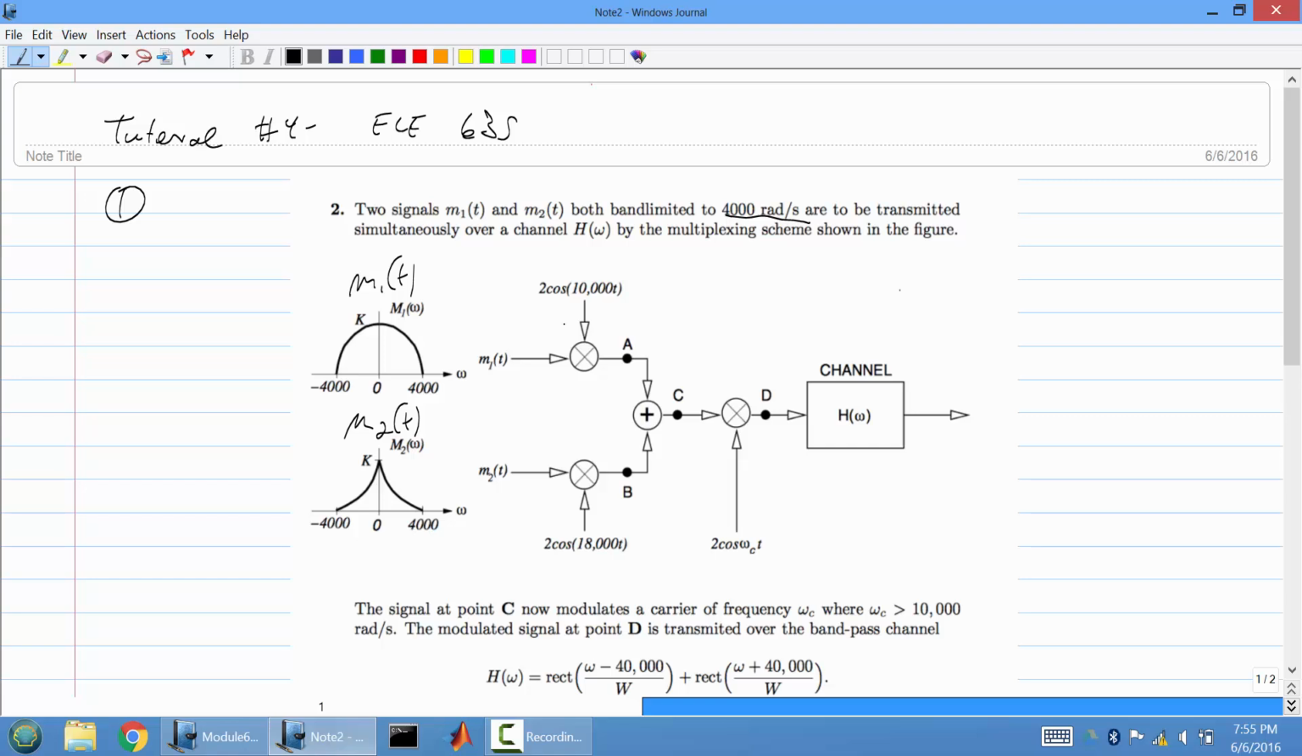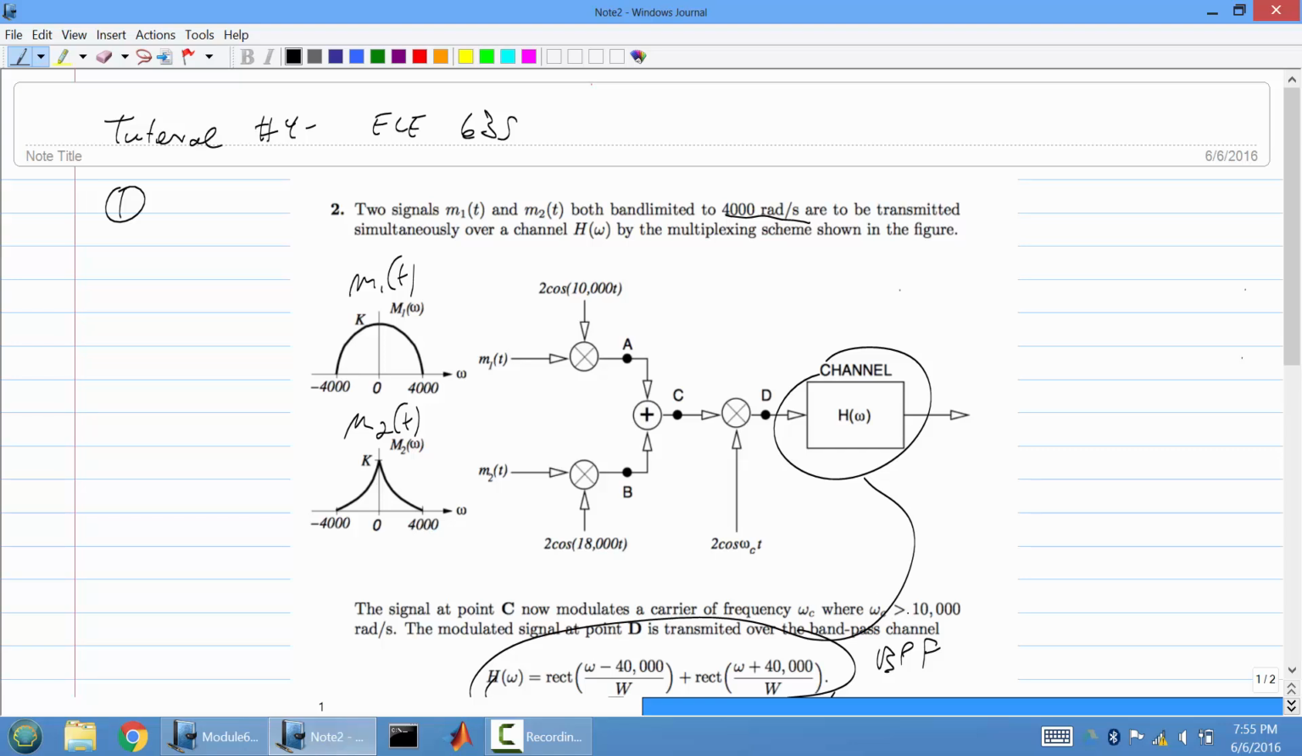So basically what we have to do is put it through this entire block diagram, this whole process, and figure out what the Fourier transforms of the spectra are at each point in this diagram. Also note that at point D, we have a bandpass filter represented by this equation. The center is at 40,000 radians per second, and there's some bandpass filter bandwidth W that we have to figure out.